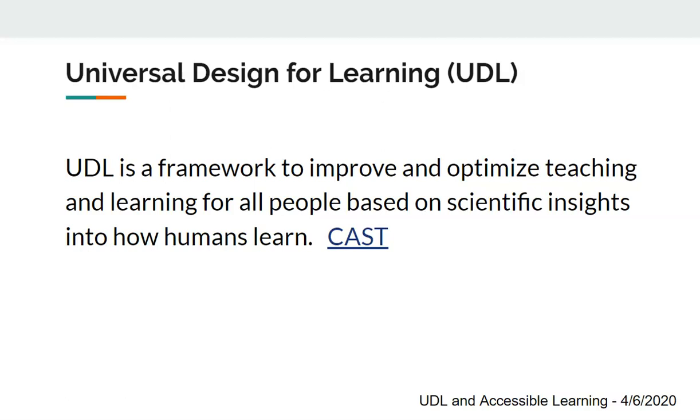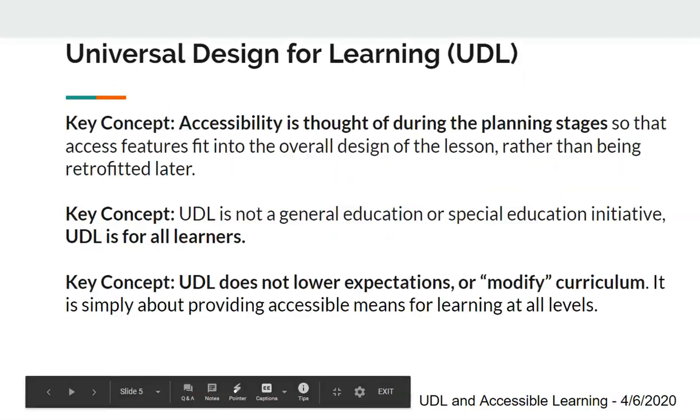So, universal design for learning applies the concept of accessibility to learning, both in terms of being able to physically interact with the educational environment, but also in terms of providing greater cognitive access by thinking about the varied and multiple ways that humans learn. UDL is about removing barriers to learning.